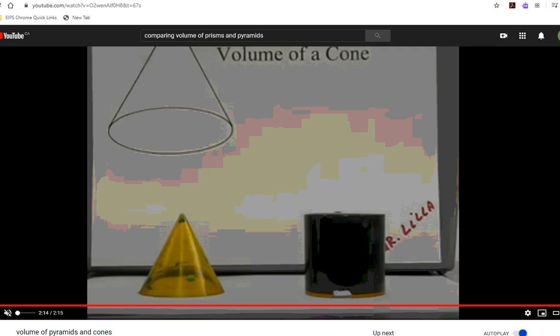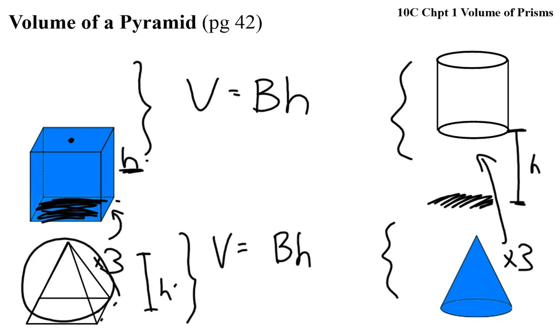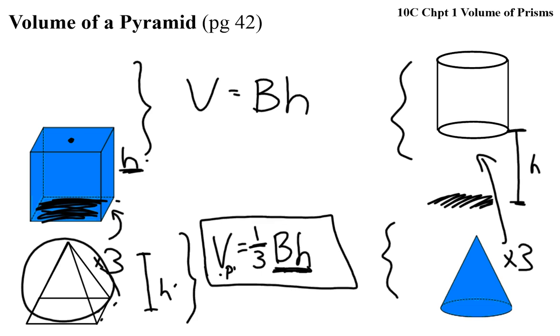So what is that telling us? We had that situation, and 3 of these went into there. 3 of these went into there. So what does that say about these volumes? We have the same base and height, but the volume is 1/3 the size. When you have the same base and height, it's 1/3 the size. So there's your general formula for a pyramid.